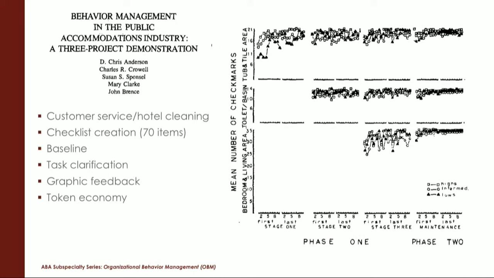And they got these massive improvements. As you see during baseline, it's super variable, and by the end condition in each case, each of the groups across this multiple baseline, it's near 100% and highly consistent, right? And you may think, well, that's simple, right?